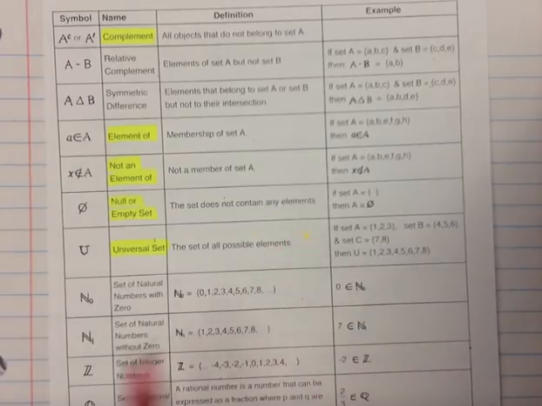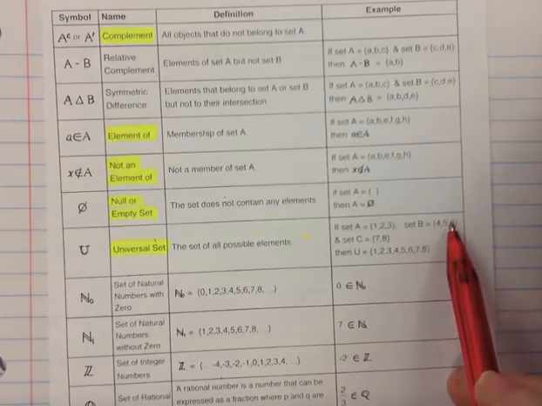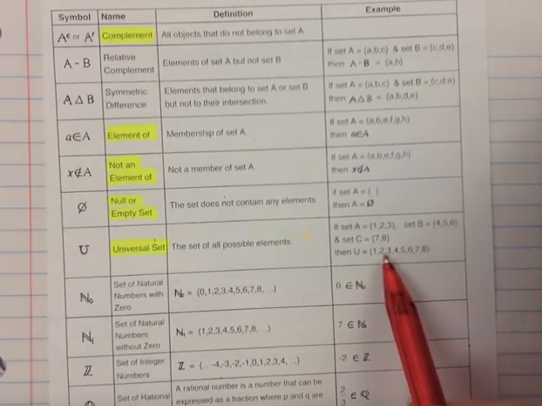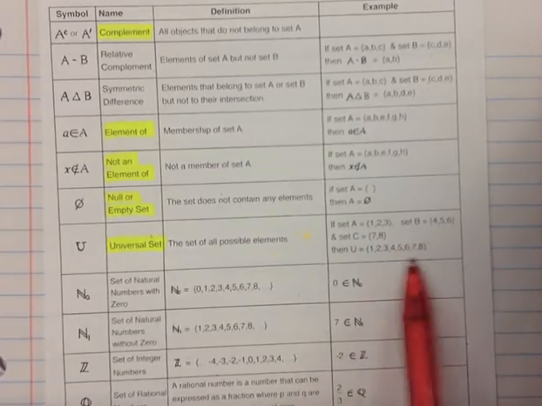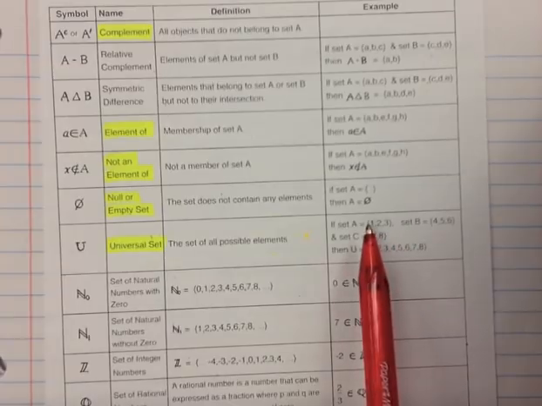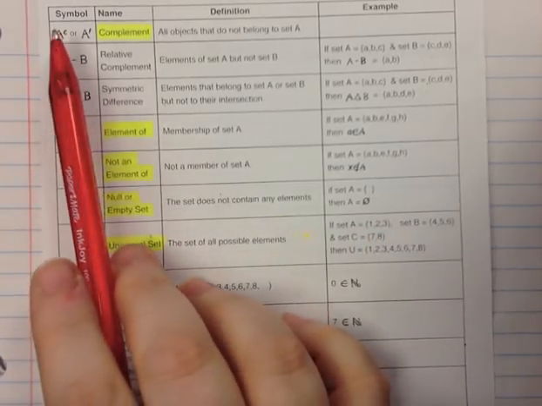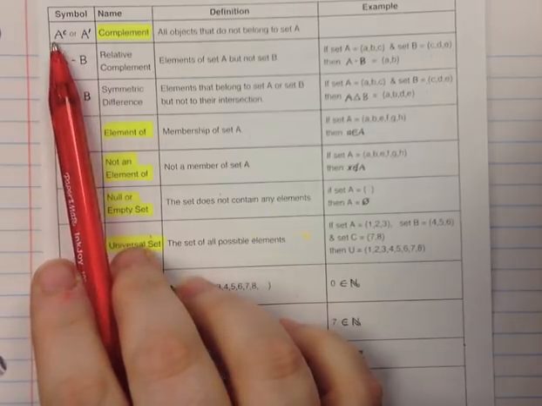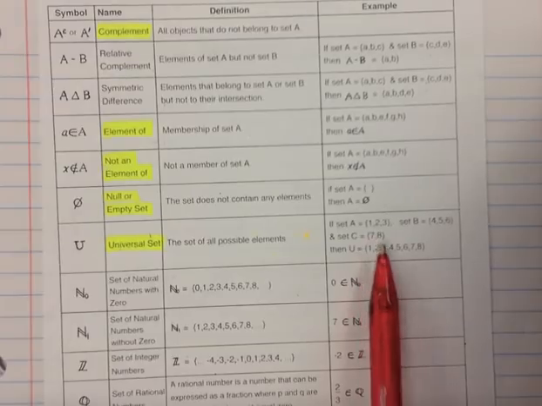I can do the same thing with B complement, which I want everything not the 4, 5, and 6. So B complement would be 1, 2, 3, 7, 8. It is anything from the universal set that is not in the individual set of A or B or C, whichever one it's talking about. So if it says B complement or C complement, we want the ones that are not in those individual sets.